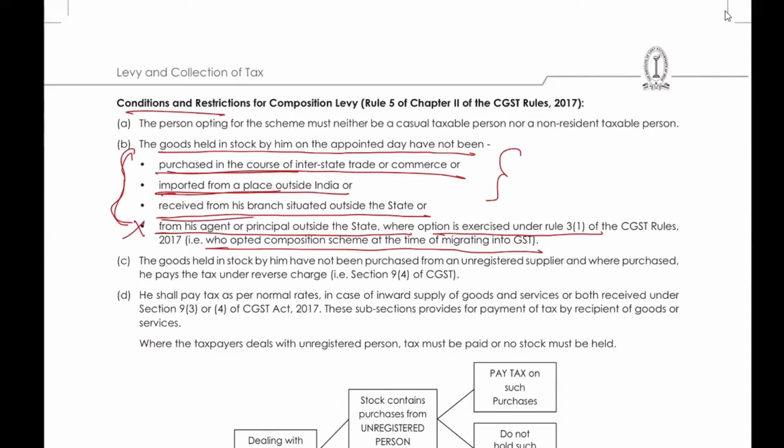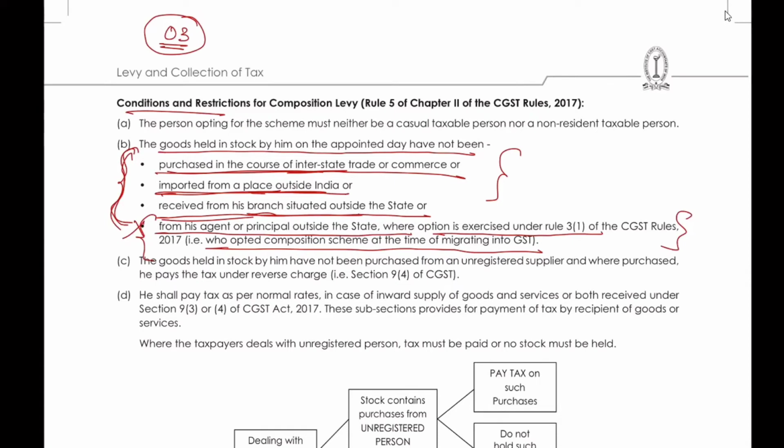This is illogical to me. Why do we file 03? We file it to intimate the stock, and there everything is written: what the tax is, what input tax is there, what taxes you have paid. But they have said that interstate goods should not be in the stock, nothing from outside India, nothing from a branch outside the state. This line I do not agree with, and if I do agree with it, I will confirm to you once.